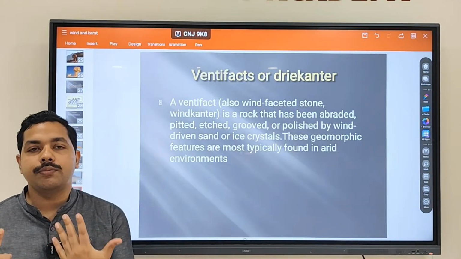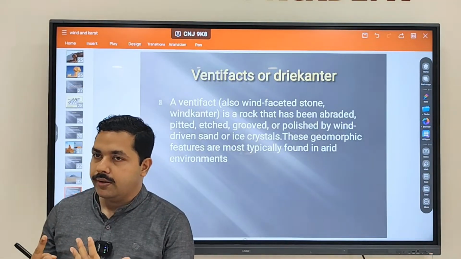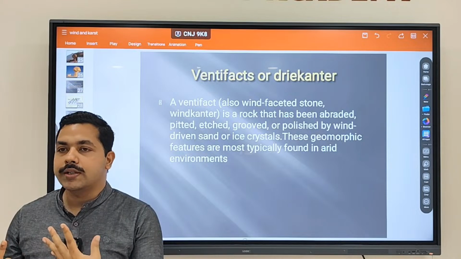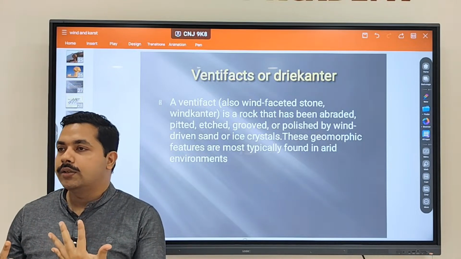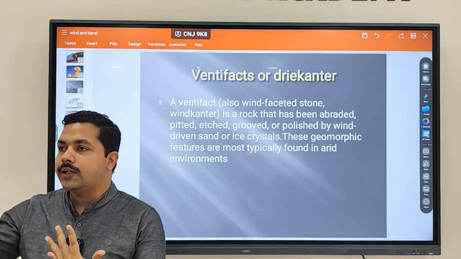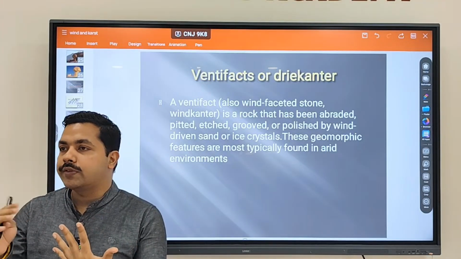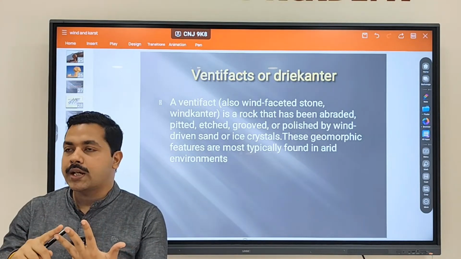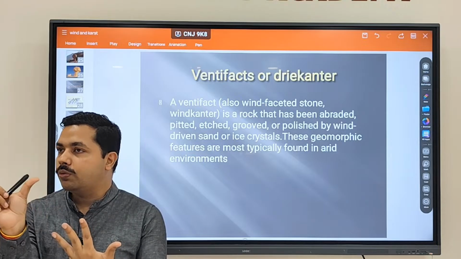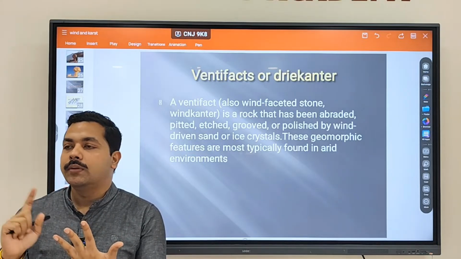So what are the six types we have discussed? The first is what? Mushroom rock. The second is what? Yardang. Yardang is what? Highland and lowland. Zeugen, harder and softer rock. Then mesas and buttes. Mesa means what? Flat but wider top. Buttes means what? Flat but narrow top.